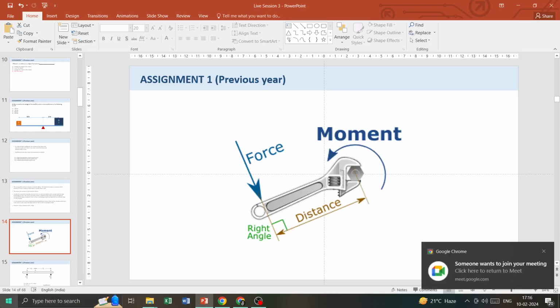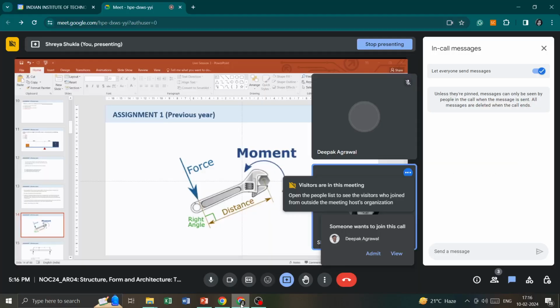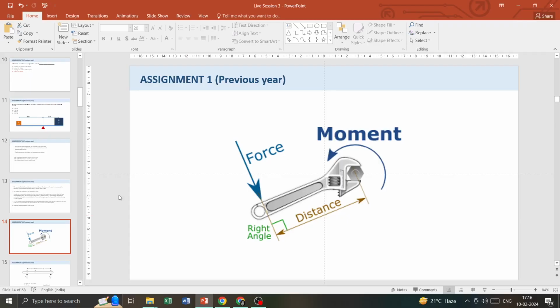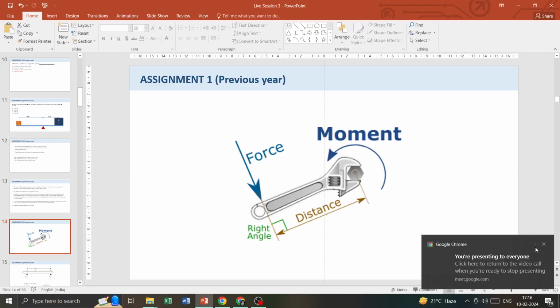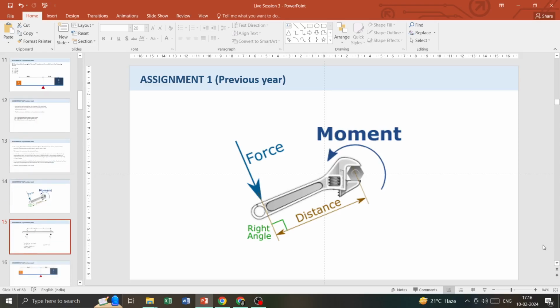For example, when we are trying to screw this up tightly, there is a distance of the wrench from the screw. So when we put force on it from a distance, it causes the object to rotate, which is the moment of that system.